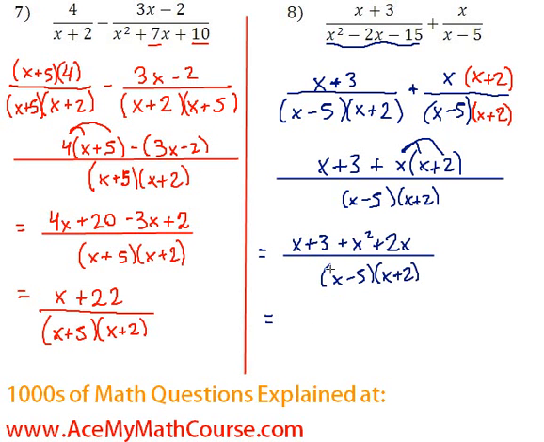Great, now we can just rearrange everything, combine like terms. X plus 2x is just 3x plus 3. And that's just all over x minus 5 times x plus 2. And that's it. We're done.